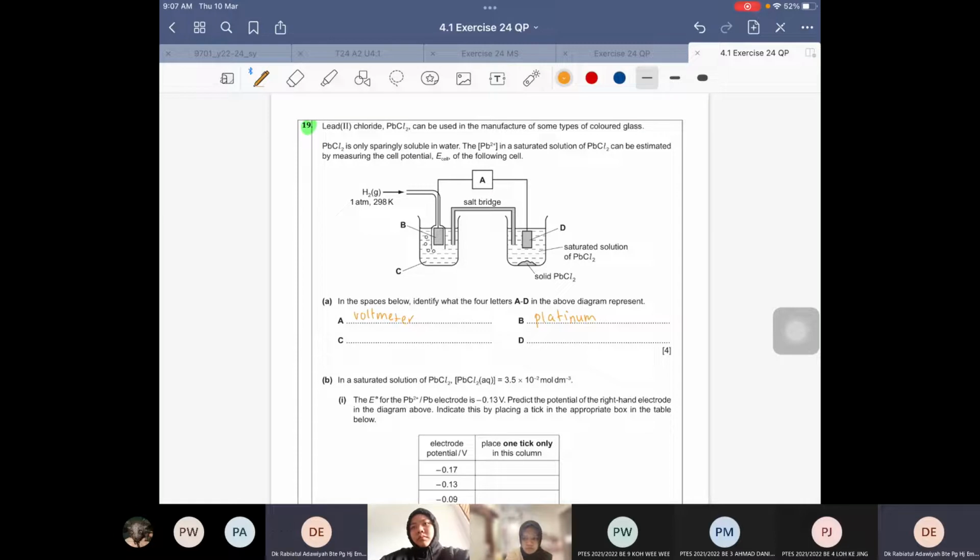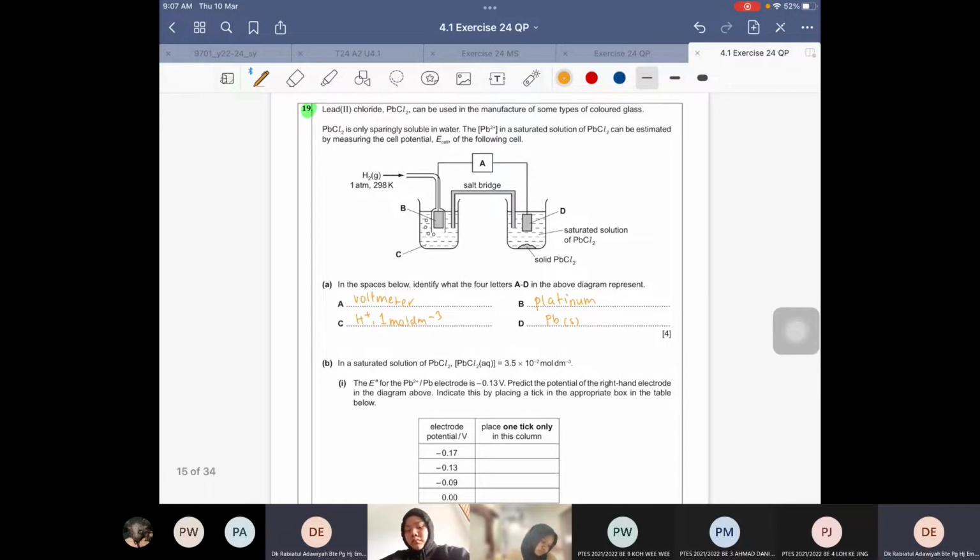C would have to be your H plus ions, and it would have to be in 1 mole per dm cube. And D is your lead Pb slash Pb2 plus half cell. So you would want that electrode to be your Pb solid. Okay. The next question is what I want to look at.